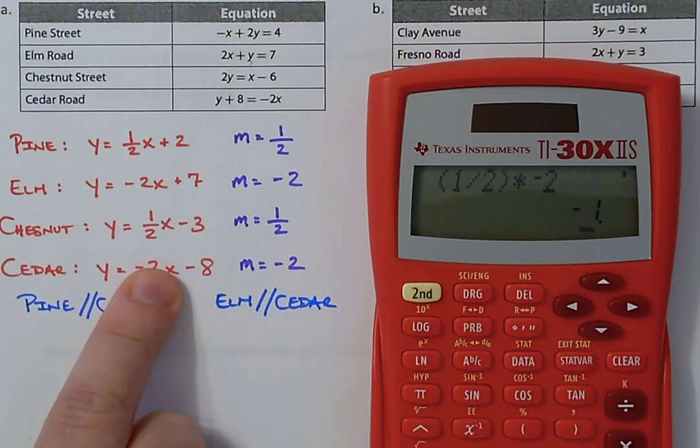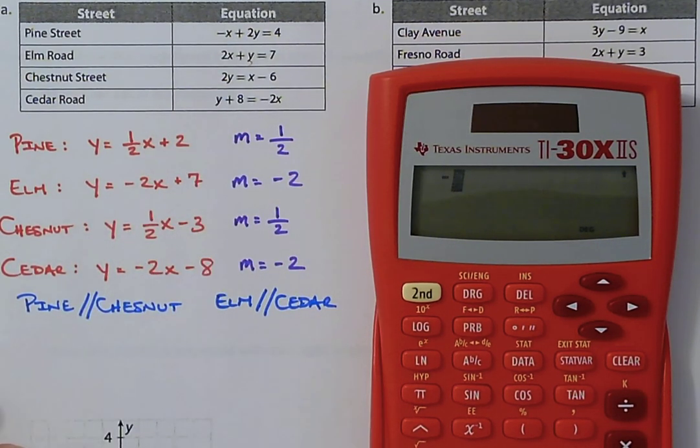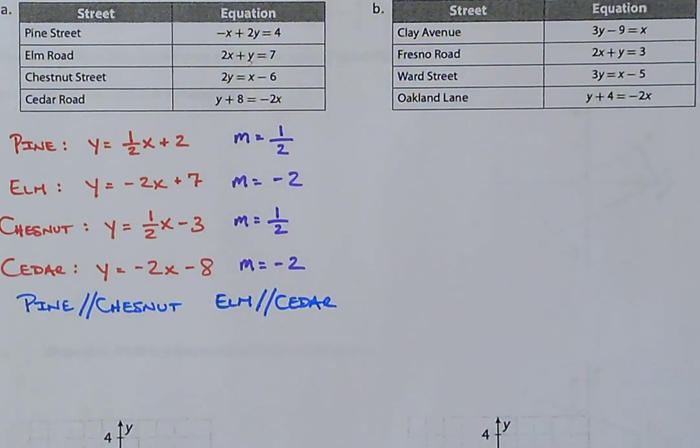And then the last set would be Cedar and Pine. So we have negative 2 and 1/2, and if we multiply those together, we get negative 1. So the product of all the slopes is negative 1.